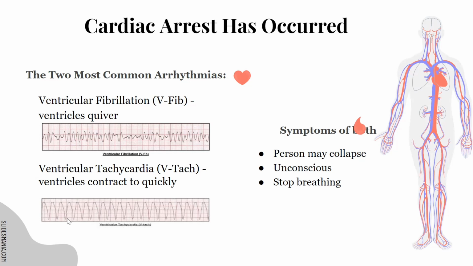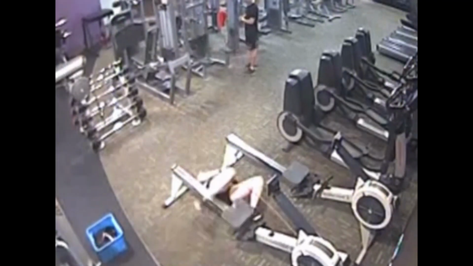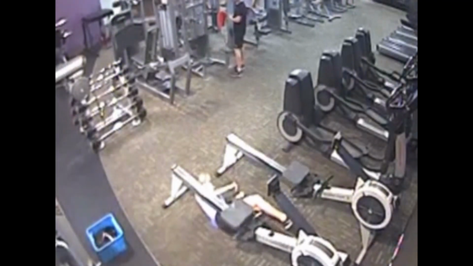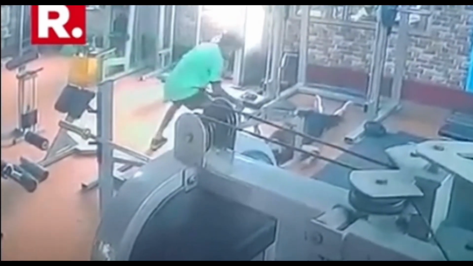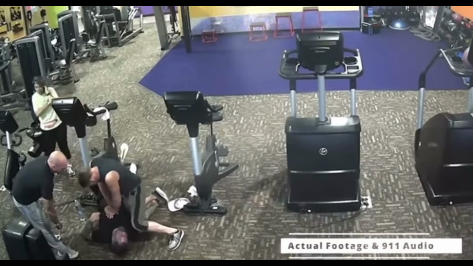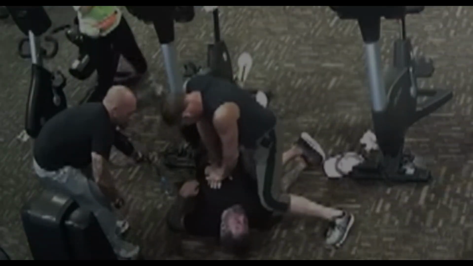Now, when it comes to the symptoms of both a VFib and VTAC, a person may collapse, so they may pass out. More likely, they will pass out. They become unconscious and they stop breathing. When this occurs, we already know what those 3 letters are that we need to do. CPR. That's great. You need to initiate CPR.